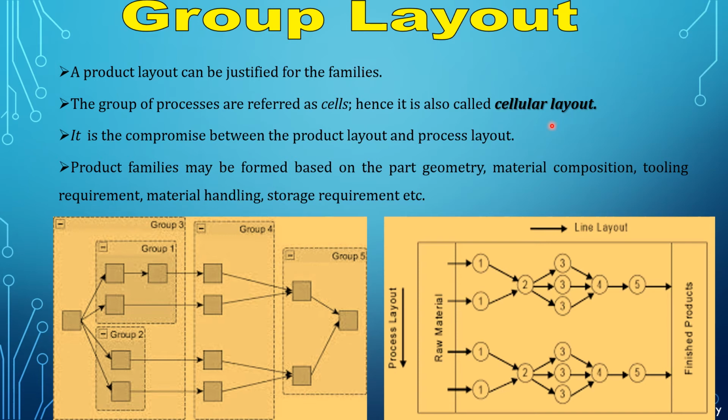Next one is the group layout, also called cellular layout. In this, product layout can be justified for families, for a group. Groups of processes are either grouped according to the process or according to the machine. In most places it is combined as per the process. So group 1, group 2, group 3, group 4, group 5. Each group has similar kinds of machines, like painting, milling, drilling, turning, etc.